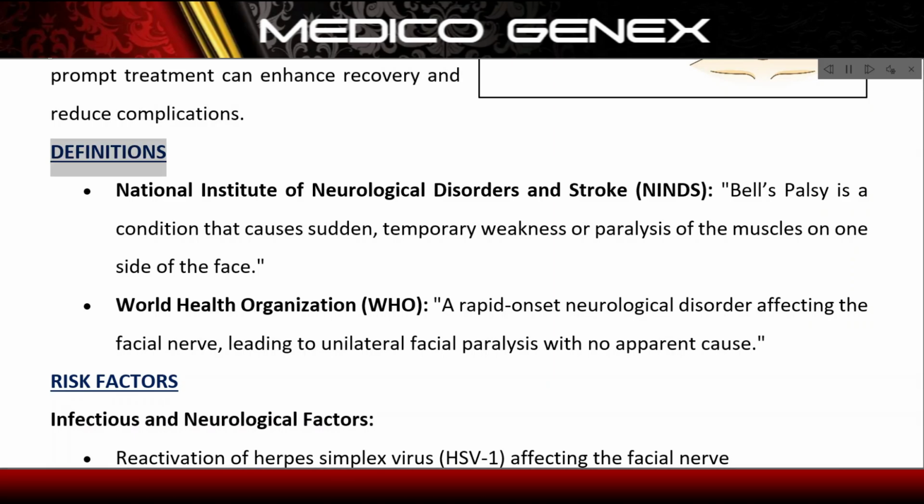Definitions. National Institute of Neurological Disorders and Stroke, NINDS. Bell's palsy is a condition that causes sudden, temporary weakness or paralysis of the muscles on one side of the face. World Health Organization, WHO. A rapid onset neurological disorder affecting the facial nerve, leading to unilateral facial paralysis with no apparent cause.